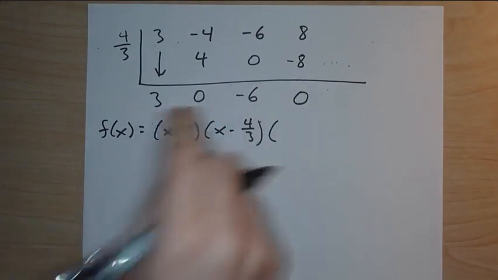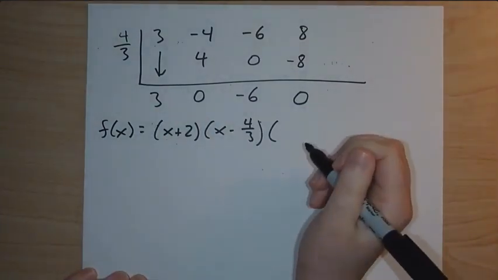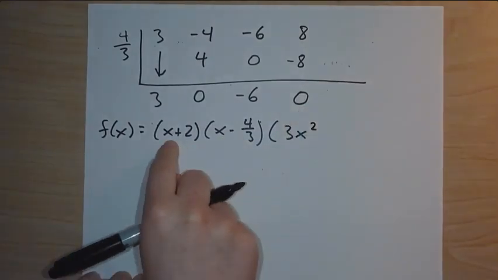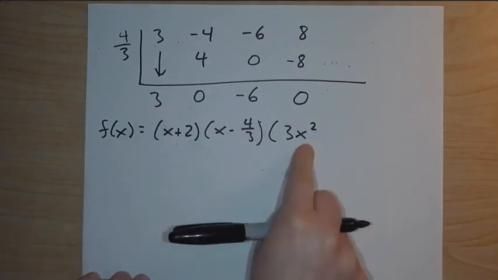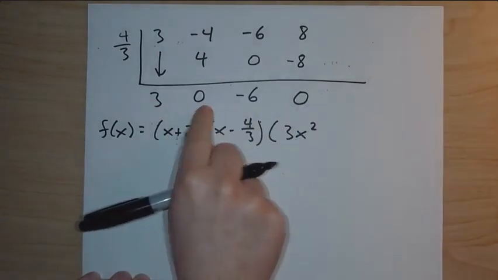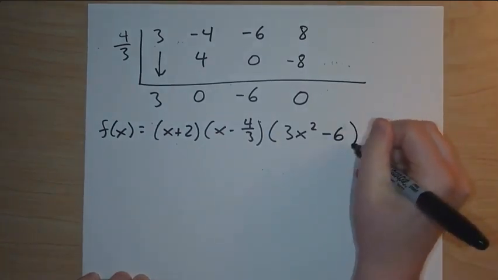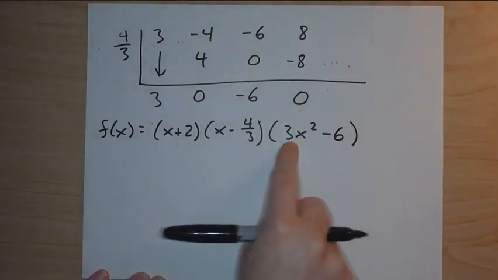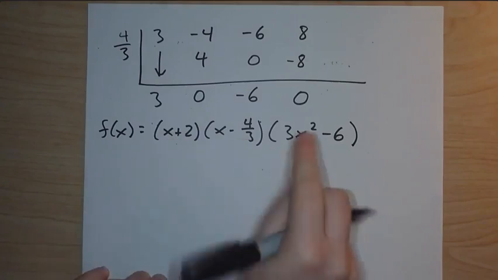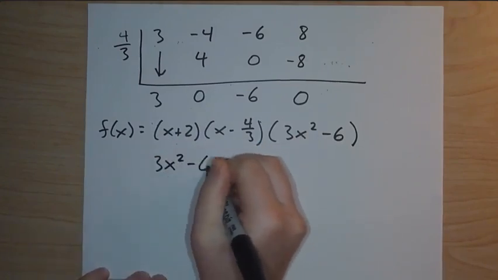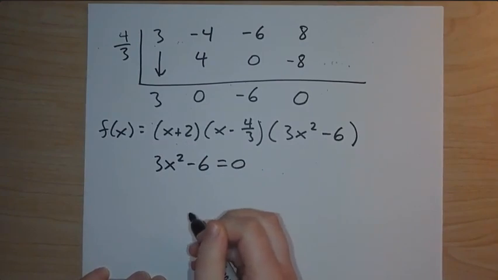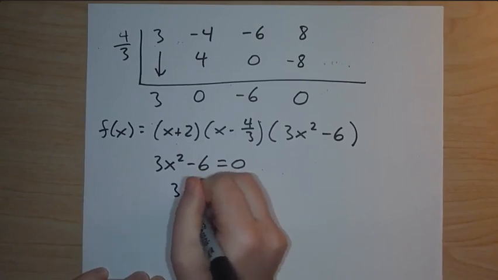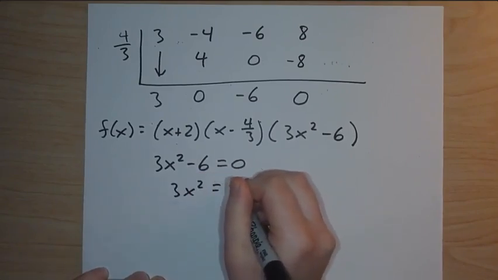And then what we're left with here is going to be 3x squared. We took out 2 x's, and we started with 4 x's, so we know that we are left with 3x squared plus 0x minus 6. So now we can actually just factor this portion right here. We have 3x squared minus 6 is equal to 0. We can add 6 to both sides. So this would be 3x squared is equal to 6.